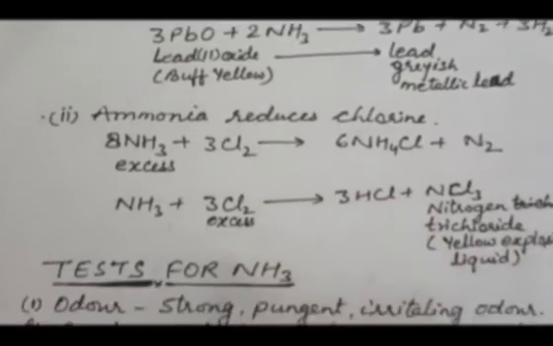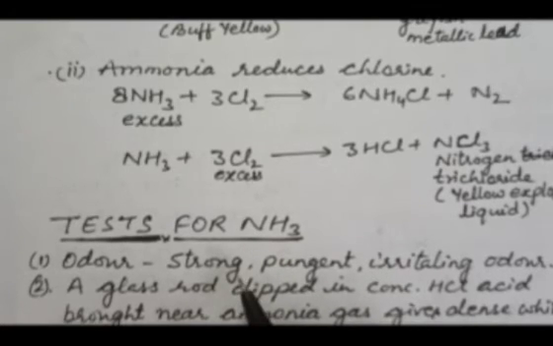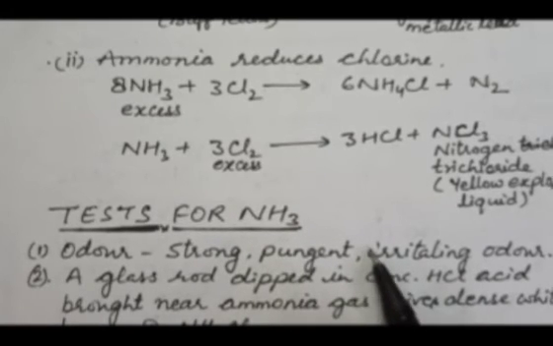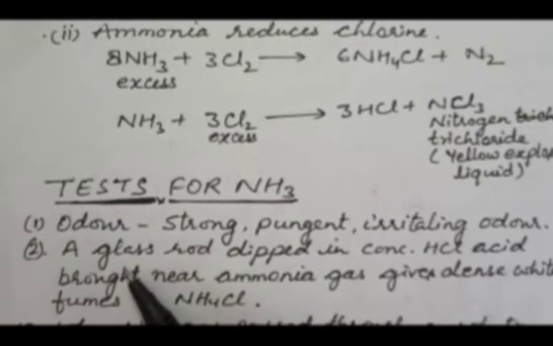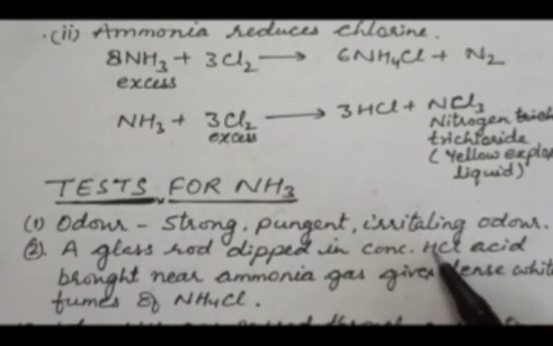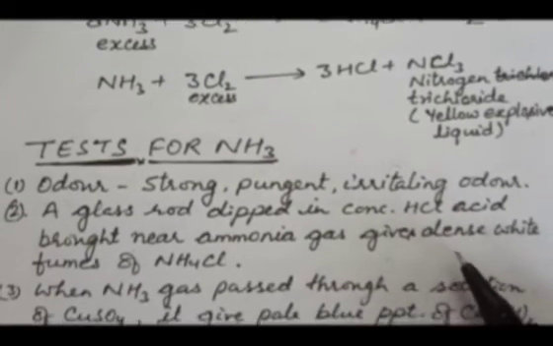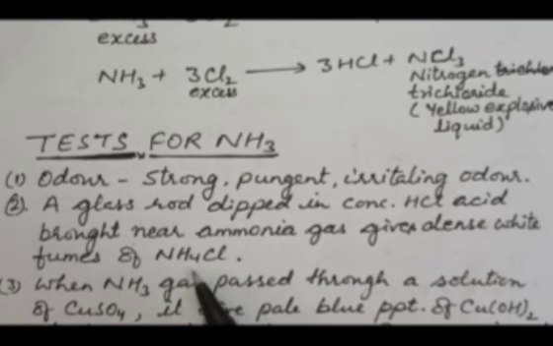Right, now next is the test for ammonia gas. How will you identify that the given gas is ammonia? First of all, its odor. Ammonia has a strong, pungent, irritating odor. The second test: a glass rod dipped in concentrated hydrochloric acid and brought near ammonia gas gives dense white fumes of ammonium chloride.